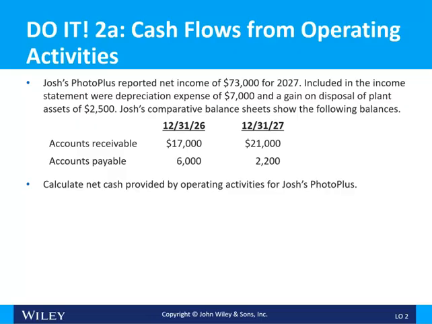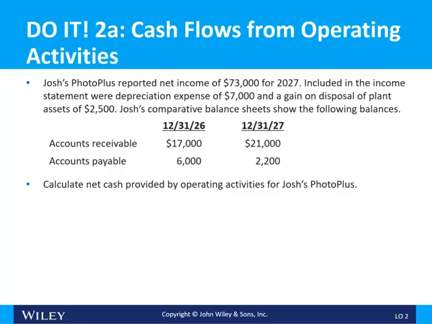So we're going to start with net income, $73,000. We add back depreciation expense of $7,000. We had a gain on disposal of plant assets. So what do we do with that gain? We're going to deduct the gain in the operating section.